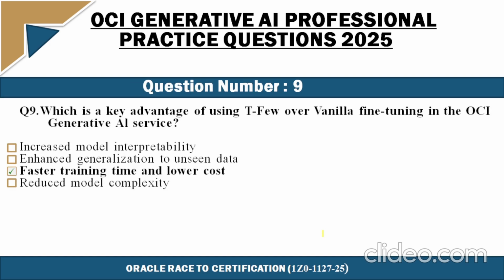And question 9 is, which is a key advantage of using T-Few over vanilla fine-tuning in the OCI Generative AI service? So the correct option is option C, faster training time and the lower cost.